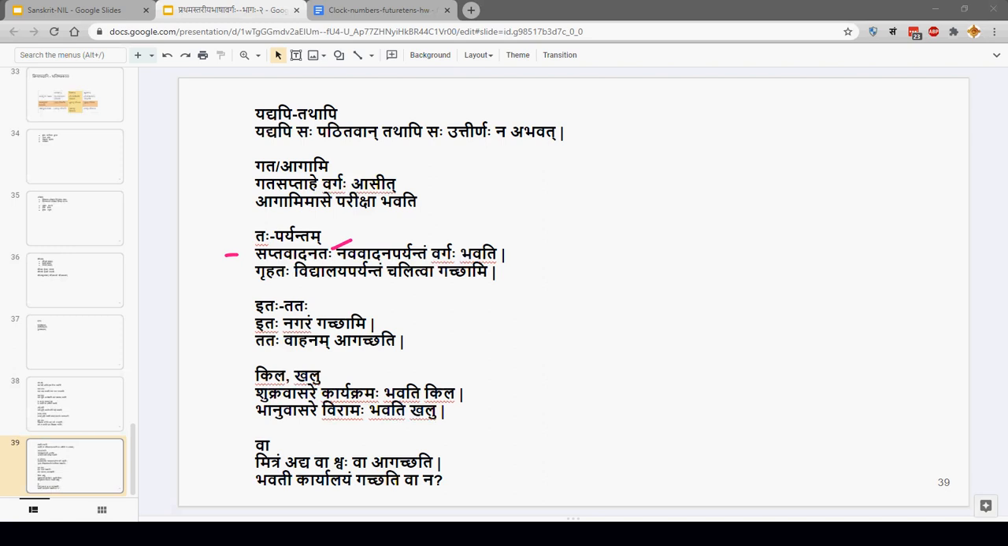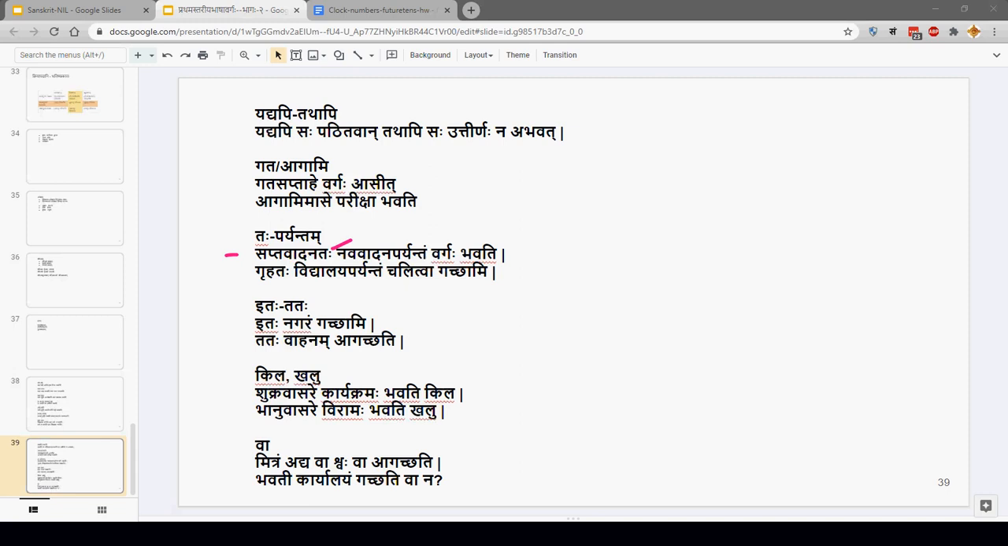So if somebody is asking whether we should go somewhere on Friday. Shukravasare vayam nagaram gacchamaha. So we will go to the city or something like that. Prayanam. Prayana is journey. Shukravasare vayam nagaram gacchamaha.